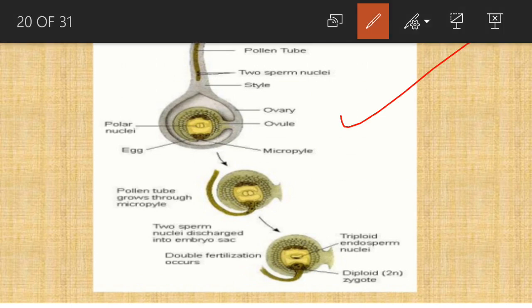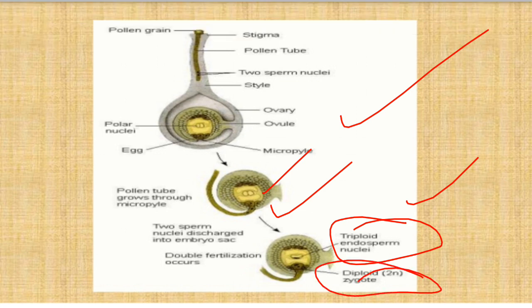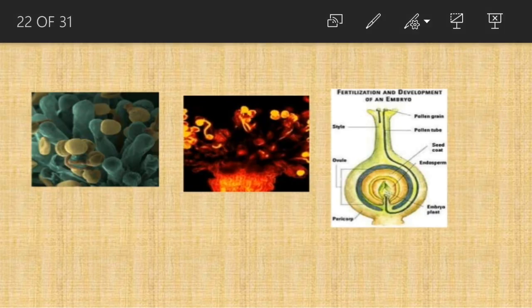This diagram is almost the same: pollen tube formation, two sperm nuclei, one fuses with the egg and the other one fuses with the polar nuclei. It will form triploid endosperm nuclei. The one fusing with the egg will form the diploid zygote. Now here again these are the pollen grains. If you see the surface of the stigma, there are a large number of pollen grains, and if there is compatibility, they will enter the style.